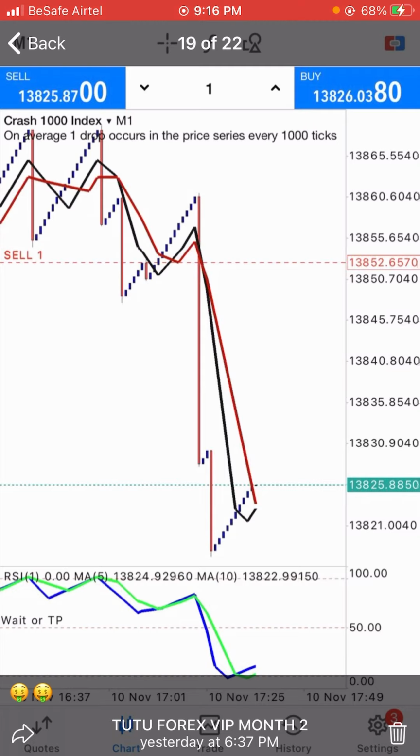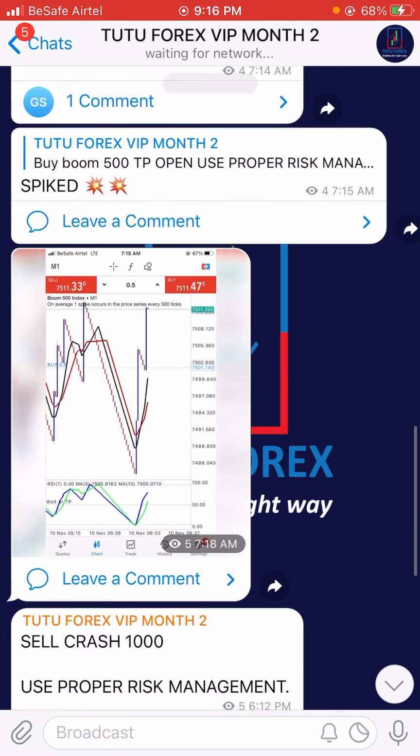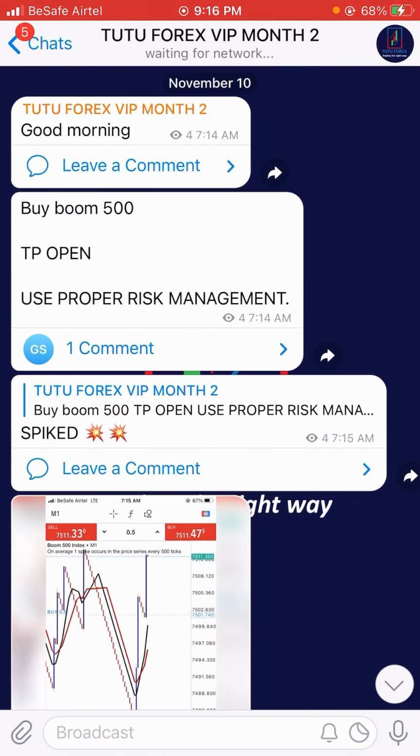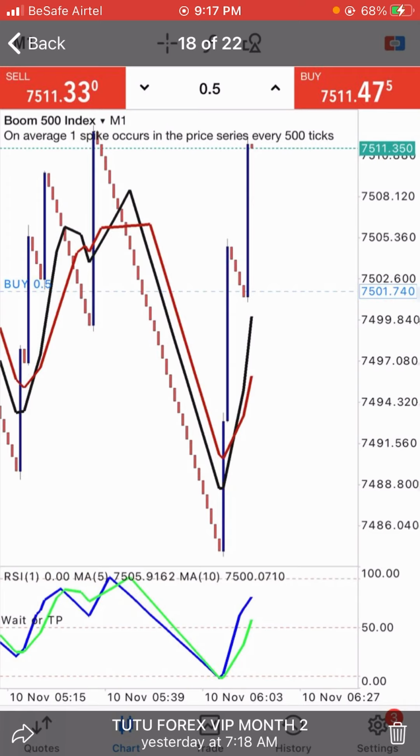This forex boom and crash is all about patience and consistency. You need to be consistent. You can see where I gave a signal, buy Boom 500, and you can see the results.